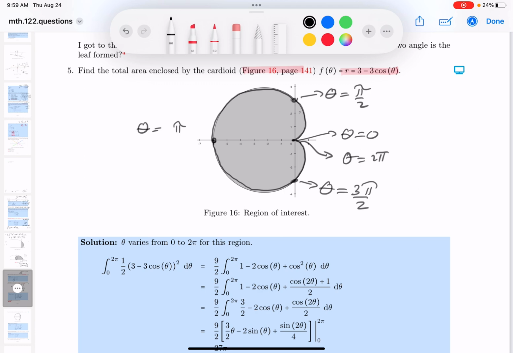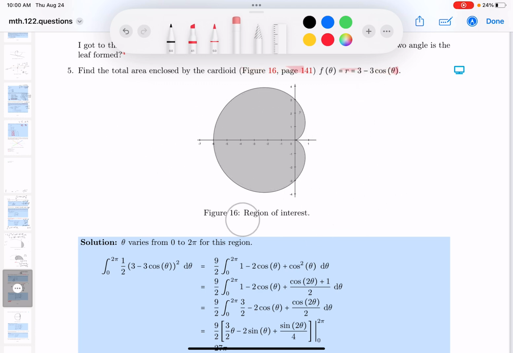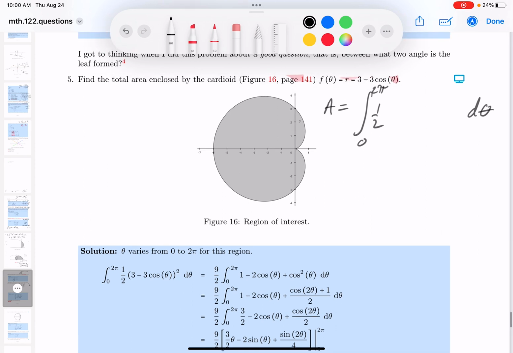So I think I kind of understand the graph, and what I want to do is write down the integration now. All right, so let's put that down. The area of this thing is going to be 1/2, and I'll put the d theta over here. We're starting at 0, stopping at 2 pi. It's going to fill that thing up. And then I take this r and I square it. So it's the quantity 3 minus 3 cosine theta, squared, right?